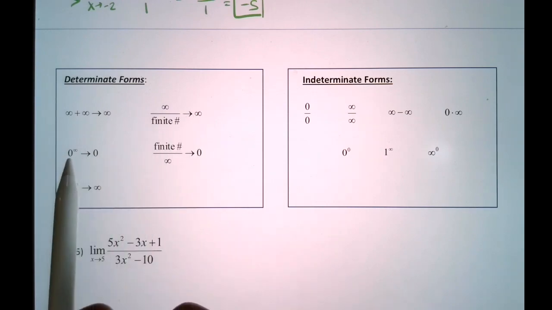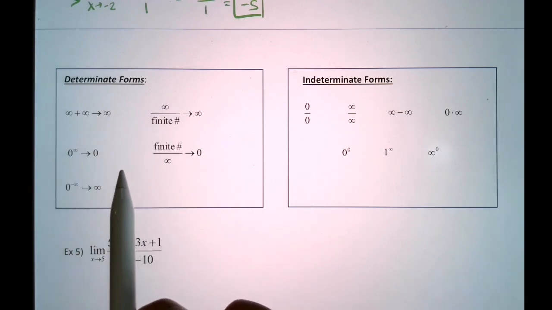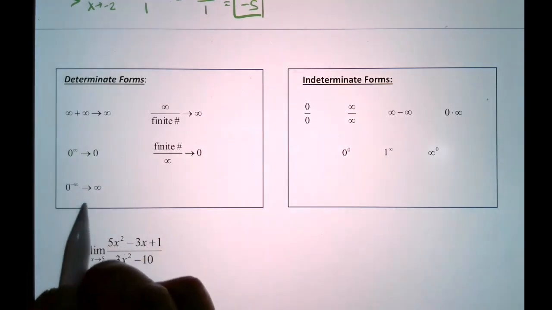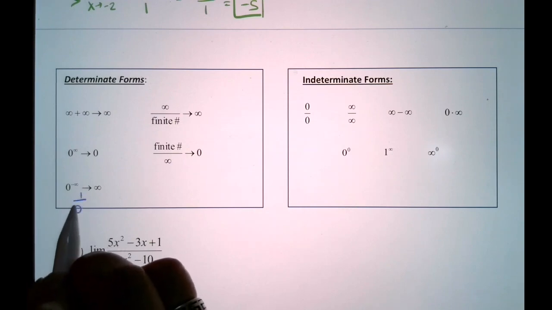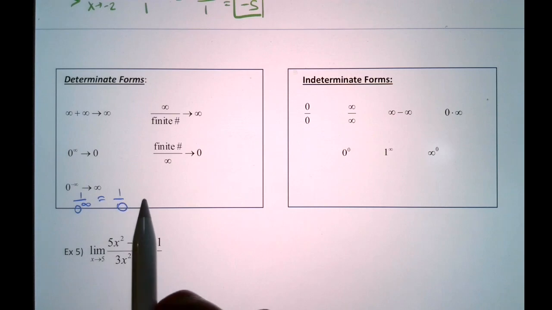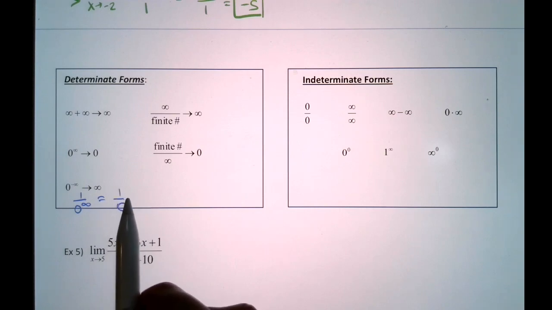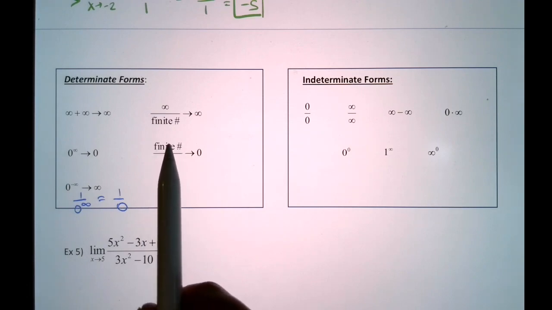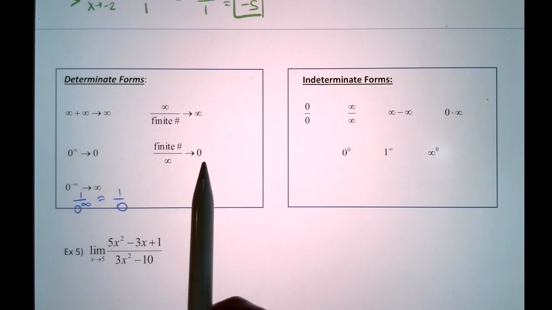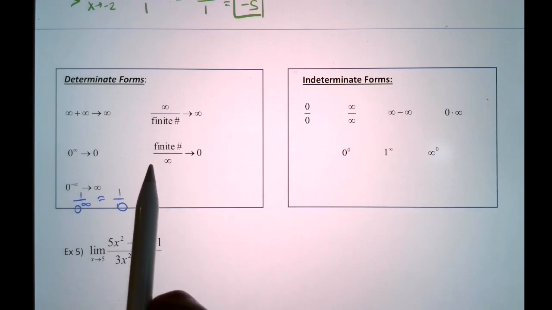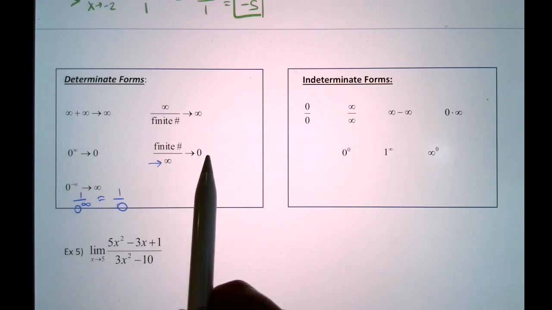0 to the infinity is 0. 0 to the negative infinity is infinity. Why is that? Well, that's because 0 to the negative infinity is 1 over 0 to the infinity. And if 0 to the infinity is 0, well, remember, 1 over 0 is going to infinity. So that's why that one is the way that it is. And the last one over there is if you have a number like 8 over infinity, that's going to 0. Any kind of static numerator, but your denominator is heading to infinity, well, then your actual value is headed towards 0.